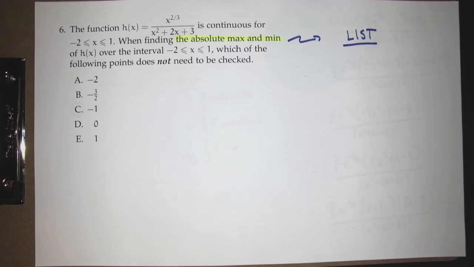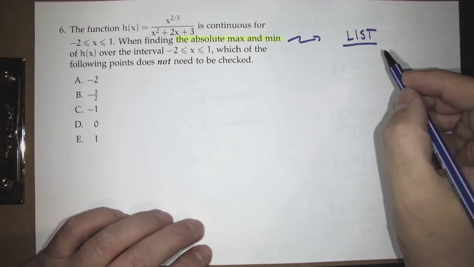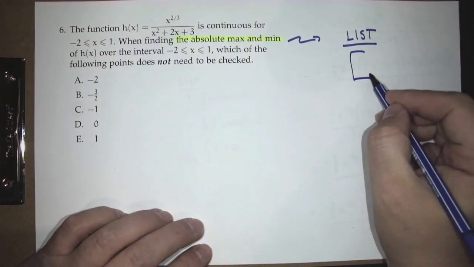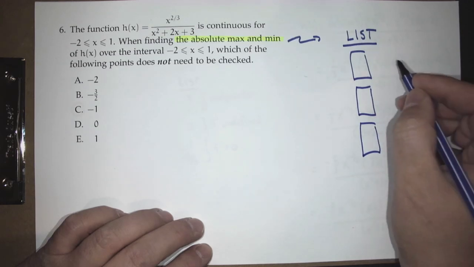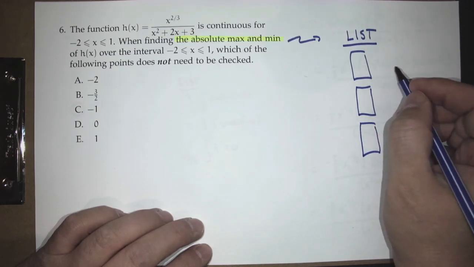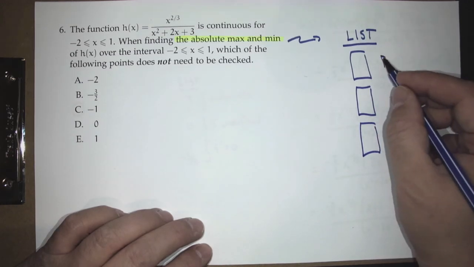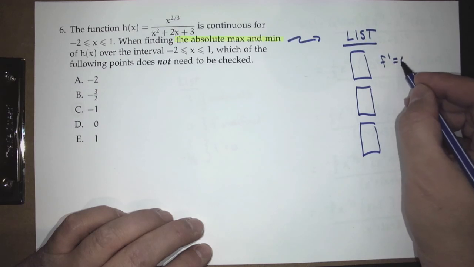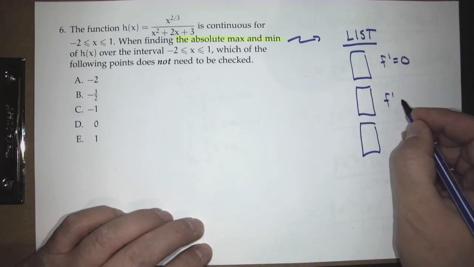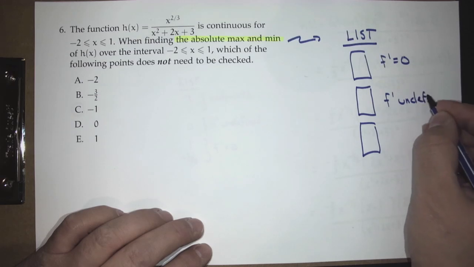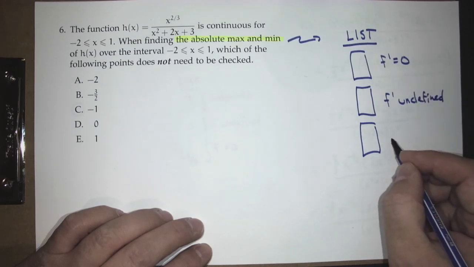Okay, so what are critical points? There were 3 types of critical points. So what are the 3 categories? Someone said 0. I'm going to say, okay, that's where the derivative is 0. What else? Derivative is undefined. What else? Endpoints.